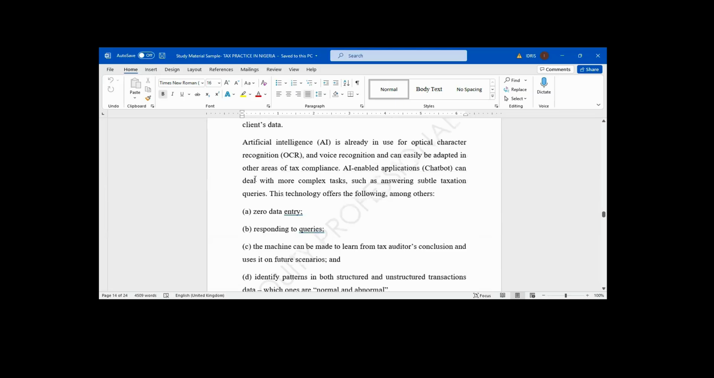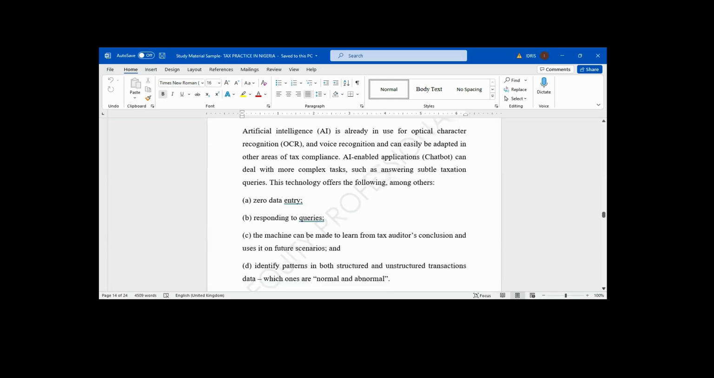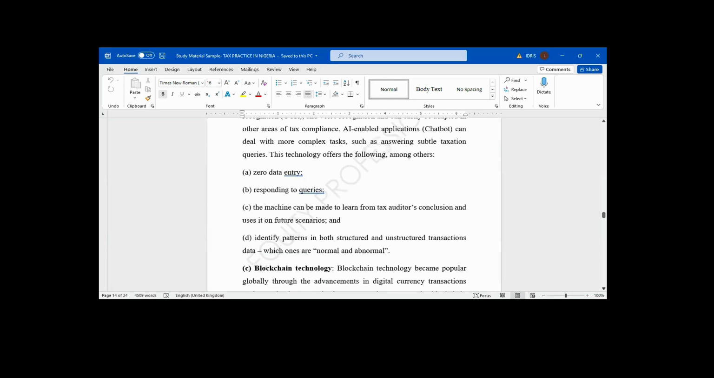So artificial intelligence offers the following benefits. Zero data entry. It responds to tax queries. It helps to learn from tax auditor conclusions. So it provides solutions to some problems. Artificial intelligence is very key. It is one of the disruptive technologies used in the tax industry.